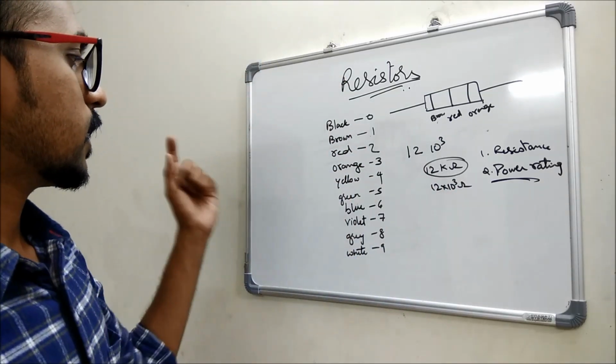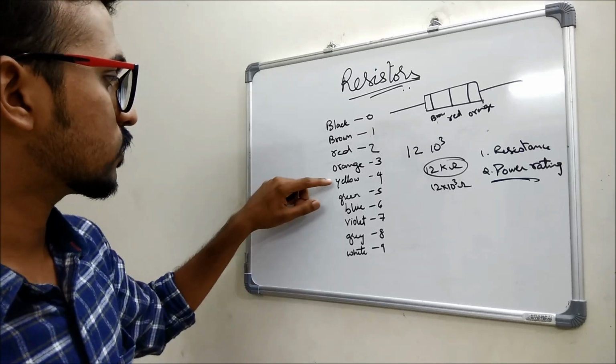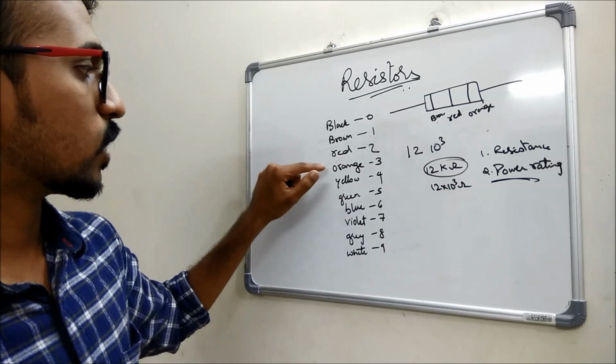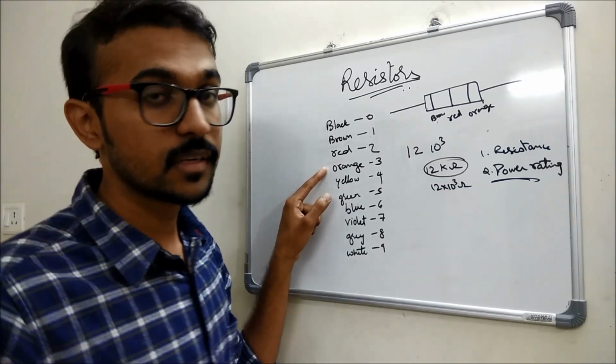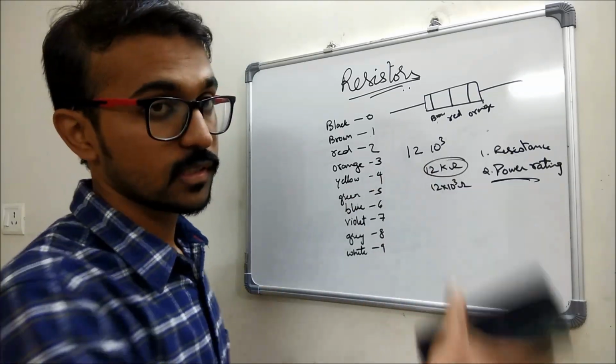Similarly, there is yellow, violet, and orange. Yellow is 4 and violet is 7. So 47 into orange is 10 power 3. So that will be 47 kilo. Like this, you can tell what is the value of a resistor simply.